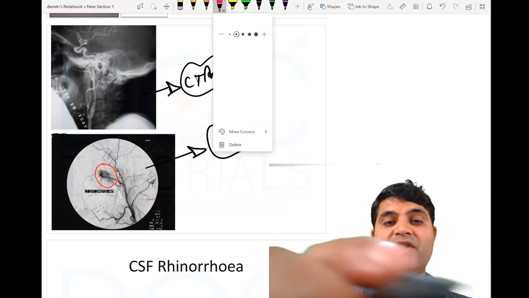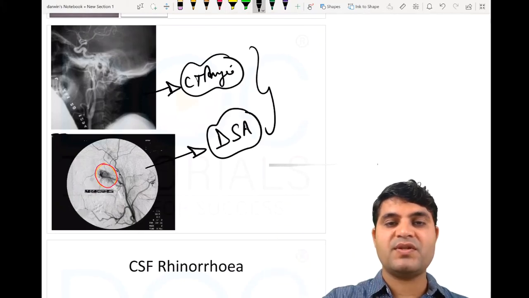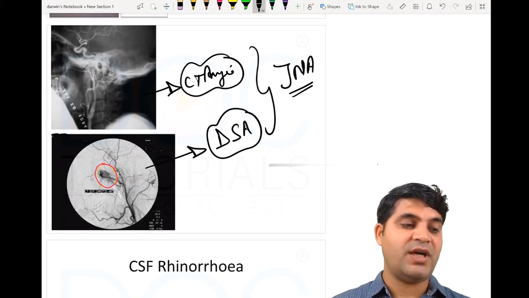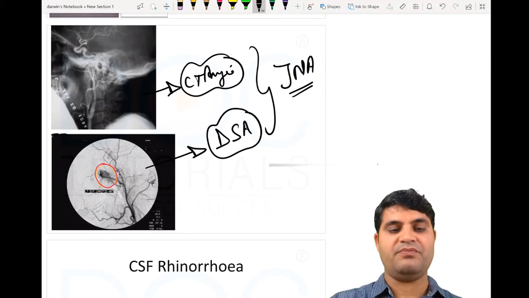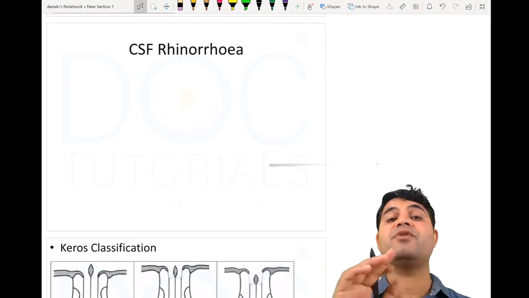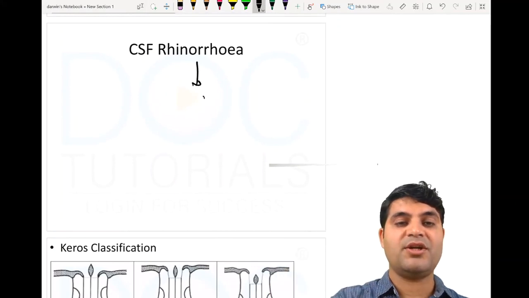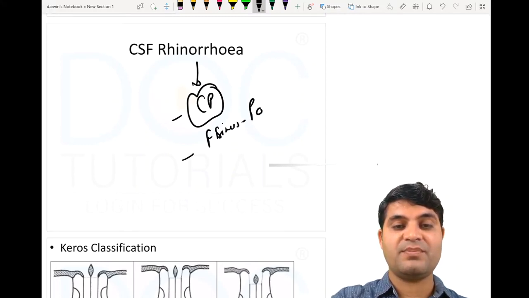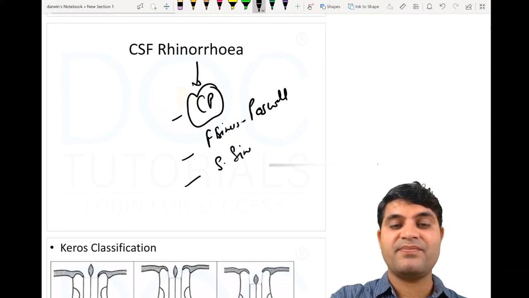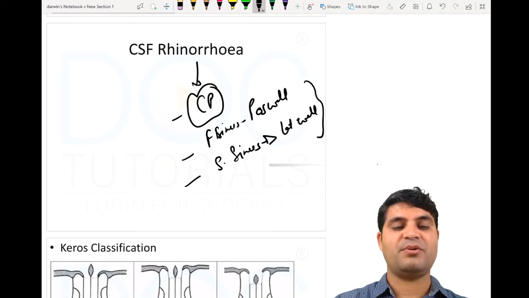Can you name one vascular tumor in the nose? This is nothing but juvenile nasopharyngeal angiofibroma, right? JNA. Then coming to CSF rhinorrhea, can you tell me the most important site for CSF leak? Cribriform plate. Yes, very good. Then frontal sinus, posterior wall. And finally sphenoid sinus, lateral wall. So this is about CSF rhinorrhea.